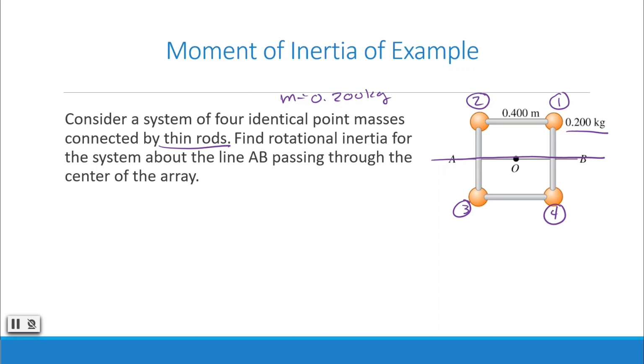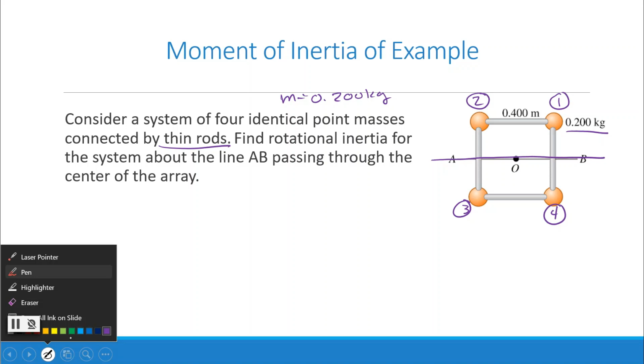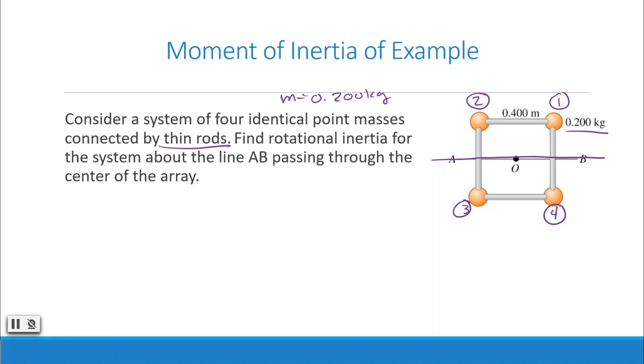So when you're doing this, our rotational inertia is through the line. So when we do our distances, they are the short distance directly to the line. So that's R1, that's R2, that's R3, and that's R4.